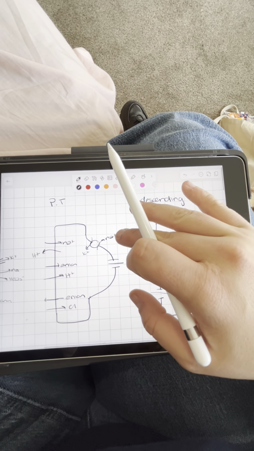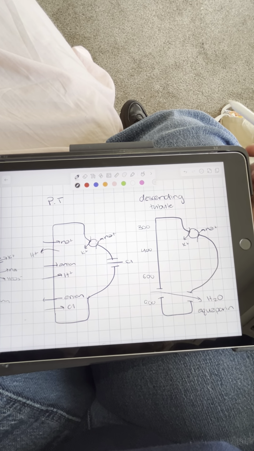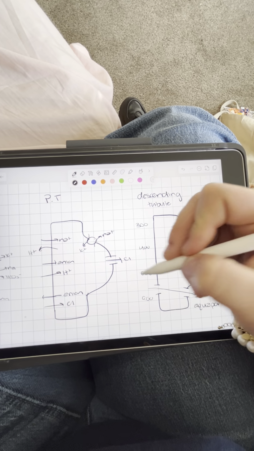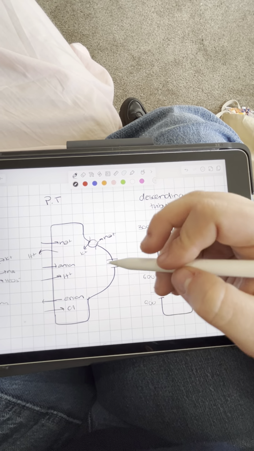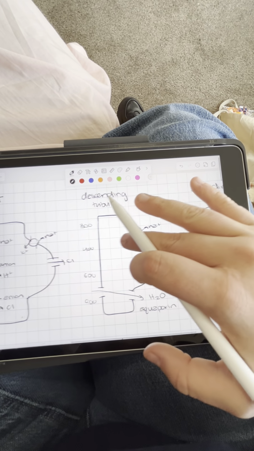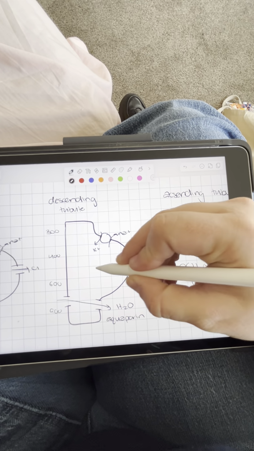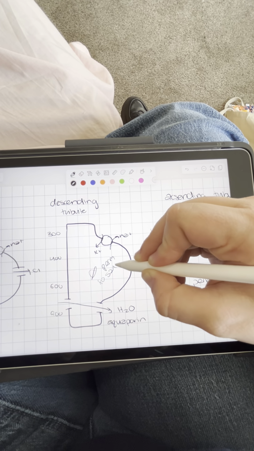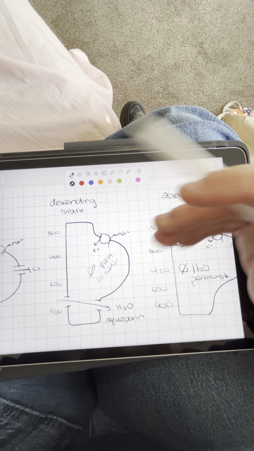Then you get to your proximal tubule. This is where you get your anions coming in. The main point is just to get chlorine back in. So that's what's happening in the PCT. Your descending tubule is not permeable to salt. So this is only taking water out, so that's why you're getting more concentrated.